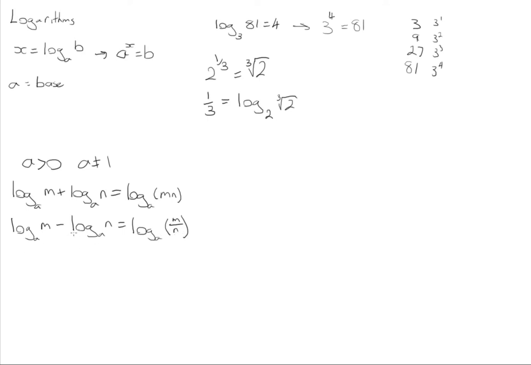And the third rule that we're going to look at is going to be m log a, and I'm just going to use b. What this is actually going to be equal to is log a, b to the power of m. And it's worth noting that there are some constraints for these, where for both of the first two, m and n have to be greater than 0, and here b also has to be greater than 0. Let's look at an example of this.